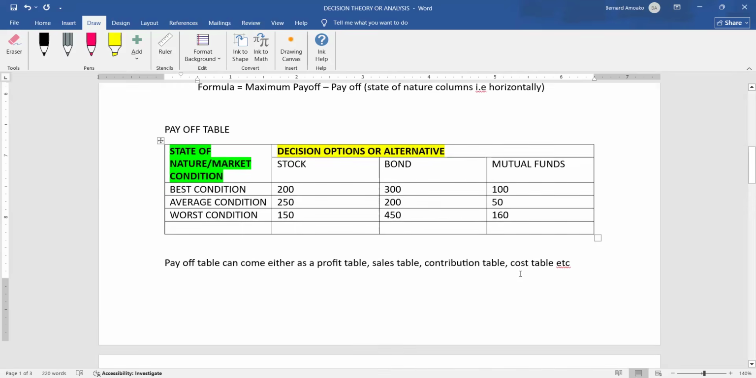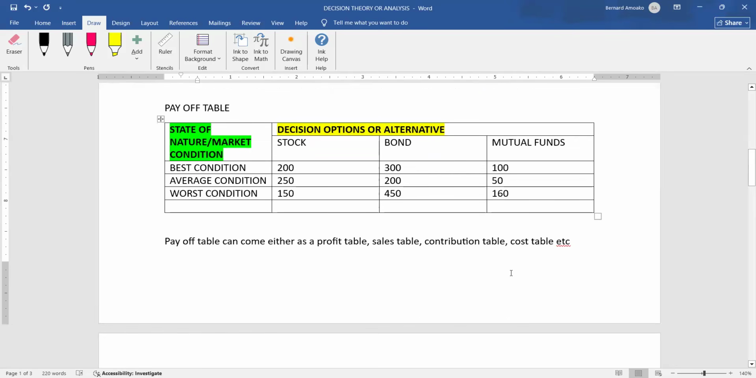Assuming the payoff has been determined for you. And then once the payoff is determined for you, you would see these two colored items. One is called the decision option or alternative. That is the decision that is before you. Are you going to invest in stock? Are you going to invest in bond? Or are you going to invest in a mutual fund? That is what we call the decision alternative.